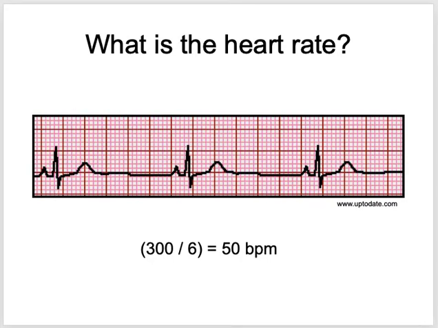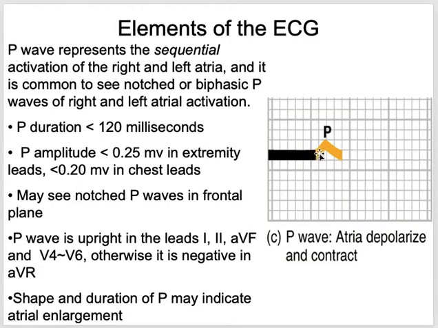So now if you understand this thing easily, then I would show you what they wanted to tell you here. Normally the P duration is less than 120 milliseconds. 120 milliseconds means 0.12 seconds, right? So you can see, 3 small boxes will make 0.12 seconds, or 120 milliseconds. 4 boxes will make 160 milliseconds, and 5 boxes will make 200 milliseconds, or 0.2 seconds, you can say.